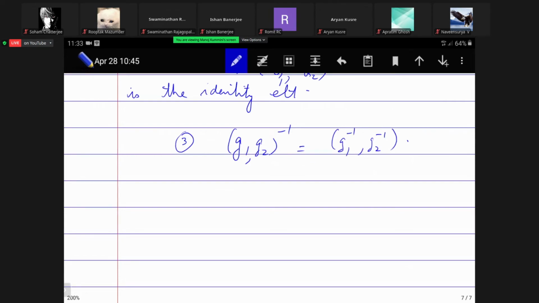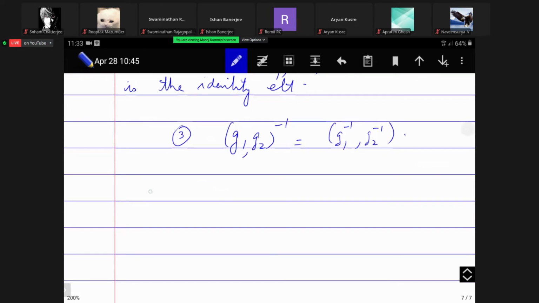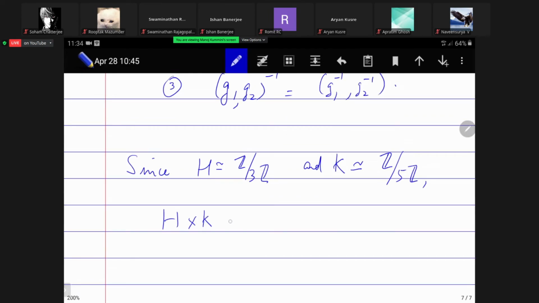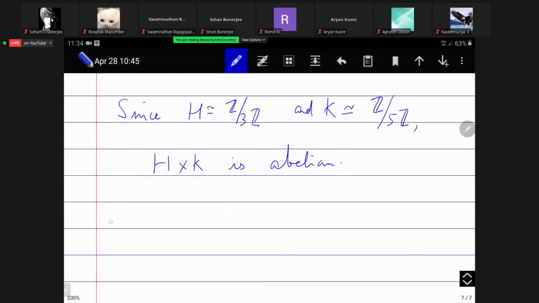Another observation is, since H is isomorphic to Z mod 3Z, because it's a cyclic group, a group of order 3, and K is isomorphic to Z mod 5Z, both H and K are abelian, so H cross K is abelian. Therefore, every group of order 15 is abelian. We want to make a slightly stronger claim.